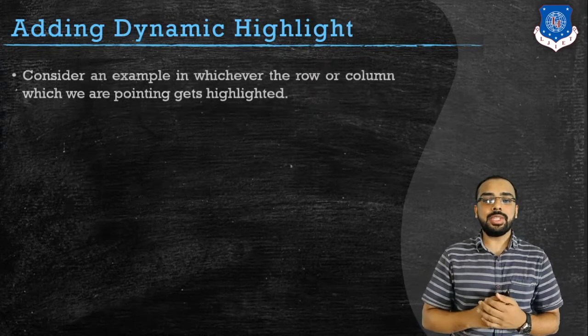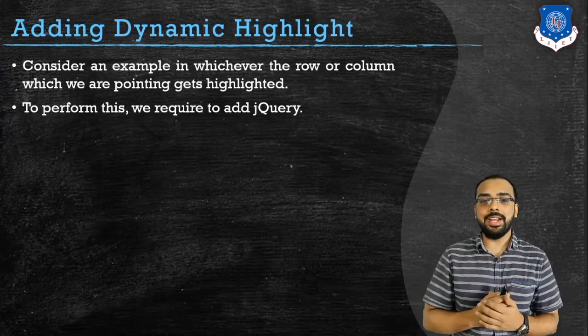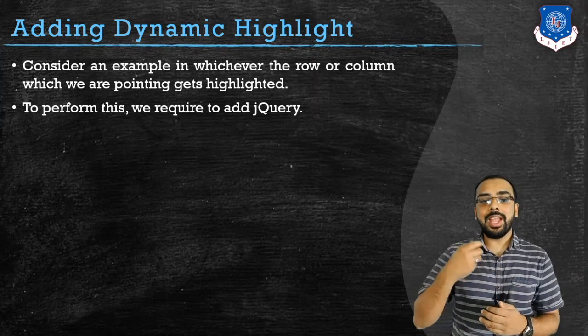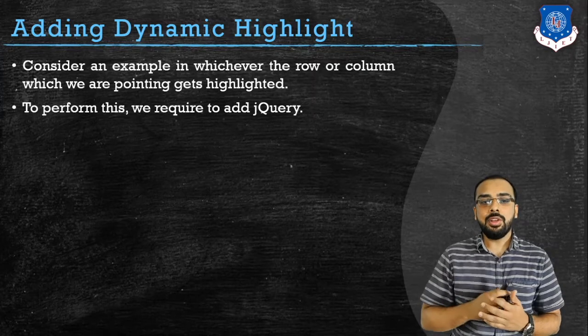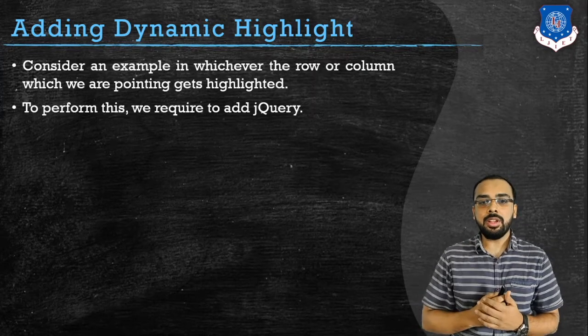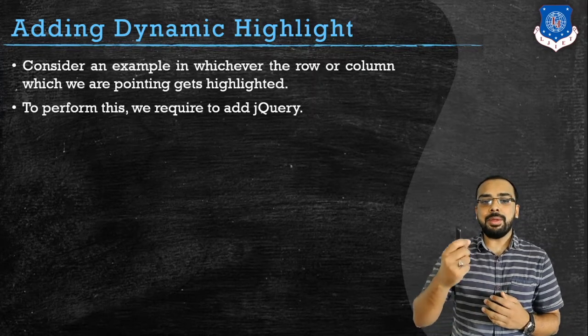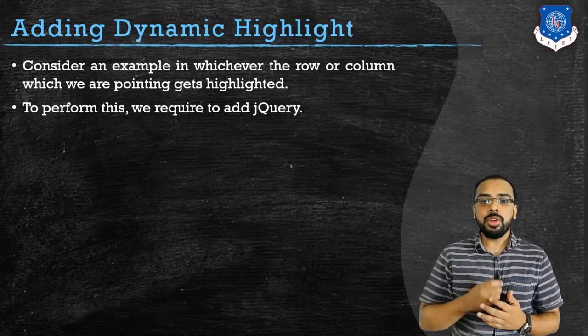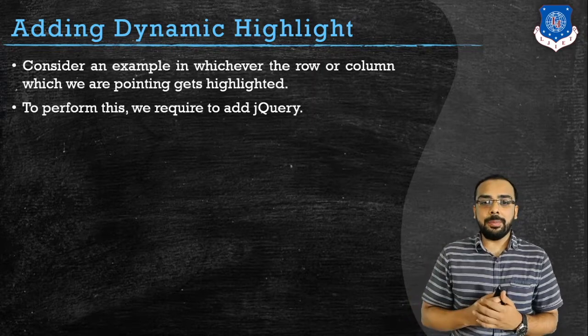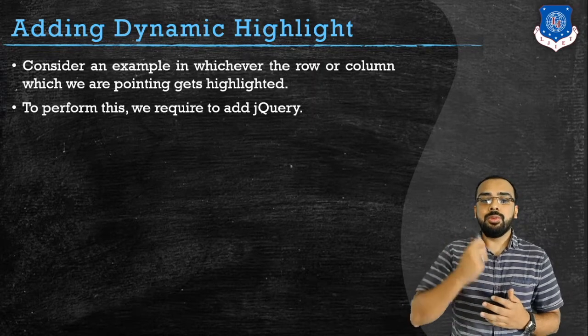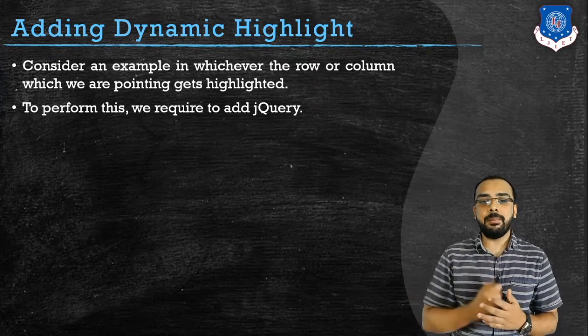Next we are going to see how we can add highlights. So how can we add dynamic highlights? Let me give you an example. For example, we have a table. Whenever I take my mouse over a particular row, that row gets highlighted, or that particular column gets highlighted. So how can we do that? It is possible with the help of jQuery.